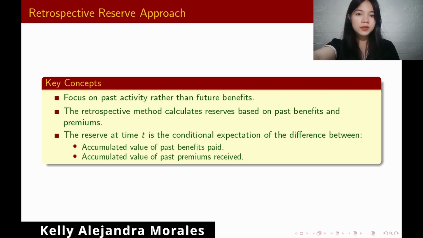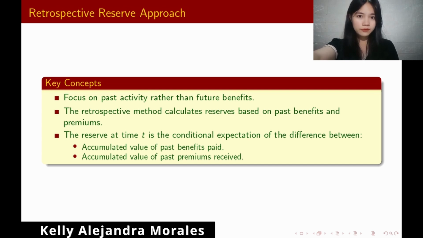The next actuarial concept that we will discuss is the retrospective reserve approach. A retrospective reserve at time t is the accumulated value of all premiums paid up to time t minus the accumulated value of any benefits already paid out by time t. Essentially, we look backwards at what has actually happened rather than forward at what may happen.